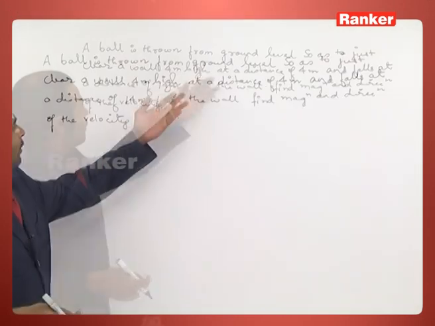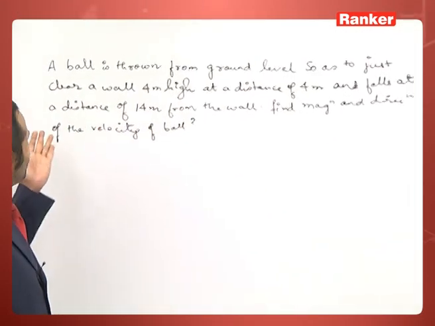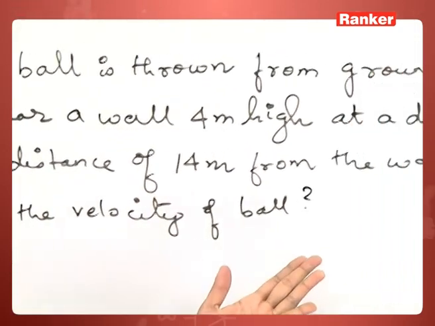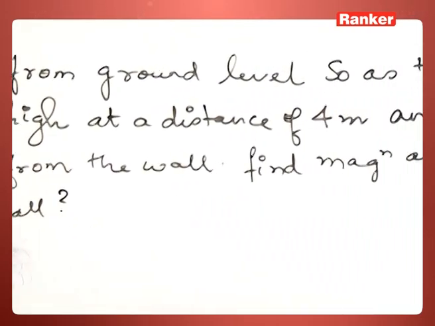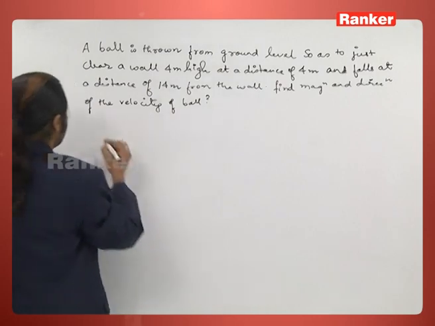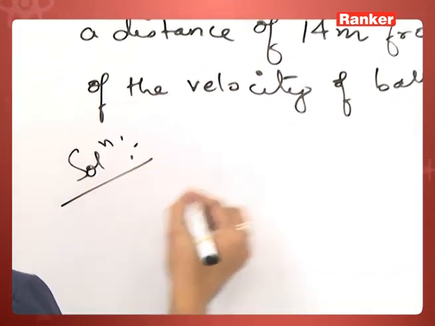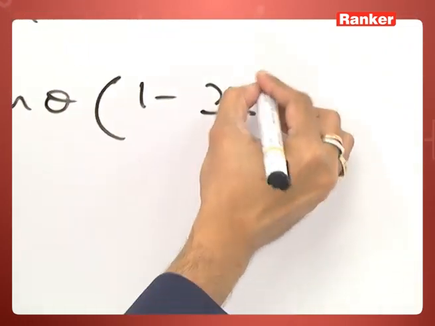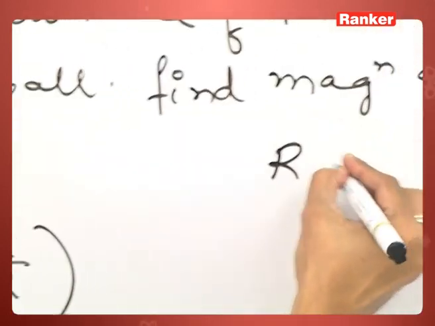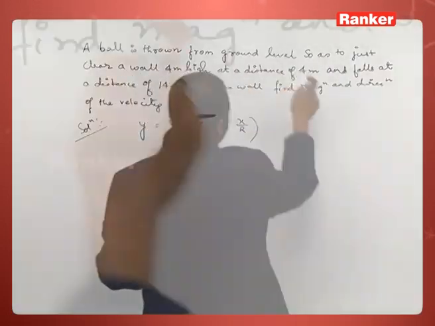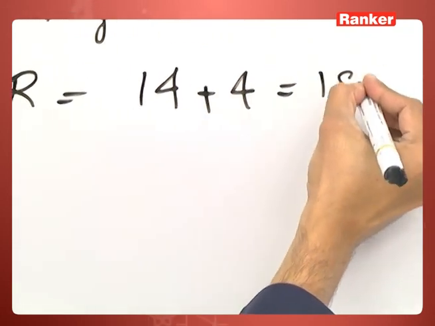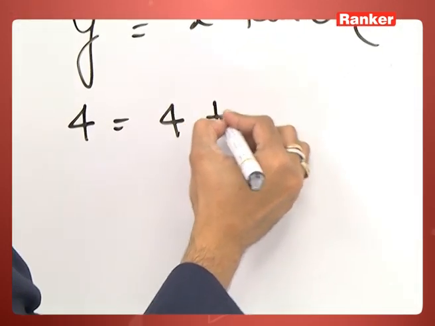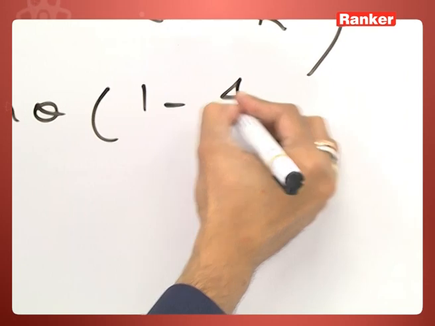Now a ball is thrown from ground level so as to just clear a wall 4 meter high at a distance of 4 meter and falls at a distance of 14 meter from the wall. Find the magnitude and direction of the velocity of the ball. So we'll have, I'll use that equation, y equals x tan theta into 1 minus x by R. If you look carefully, range is here 14 meter plus 4 meter is 18 meter. So x, y becomes 4 is equal to 4 tan theta into 1 minus 4 by 18.